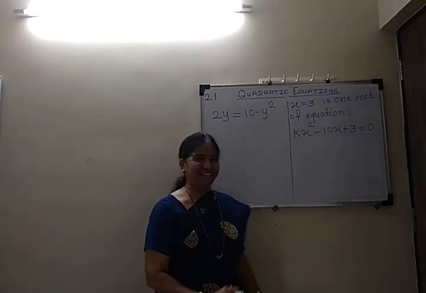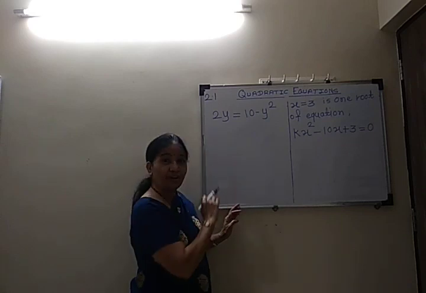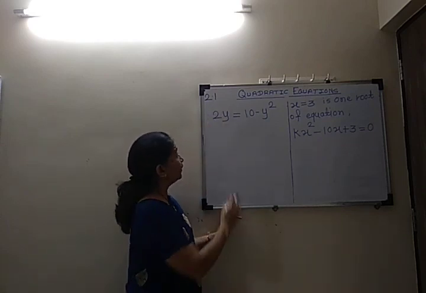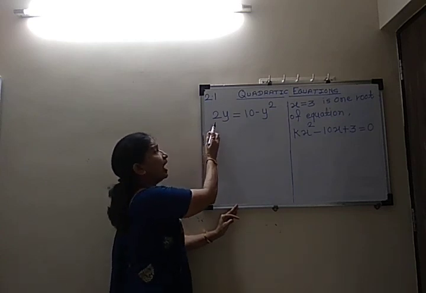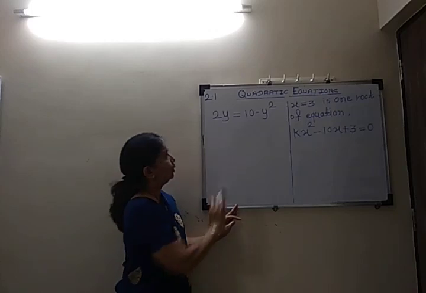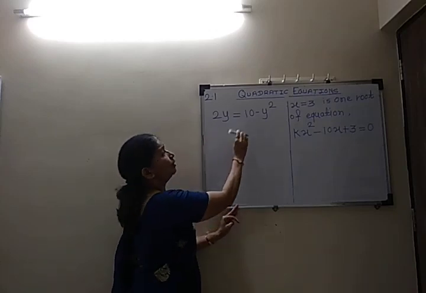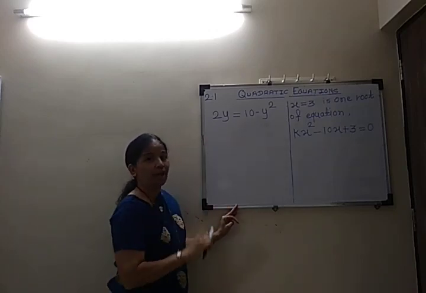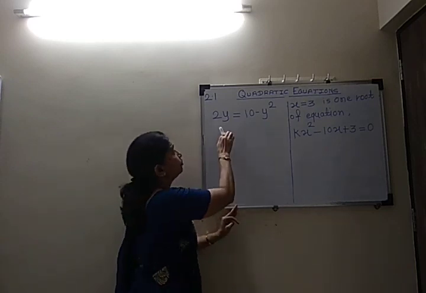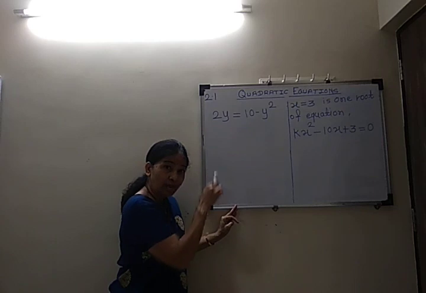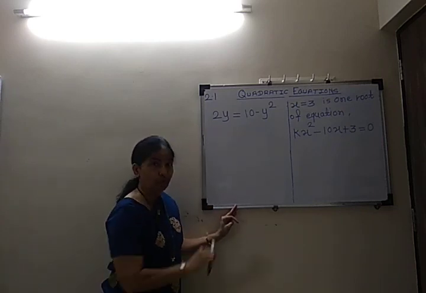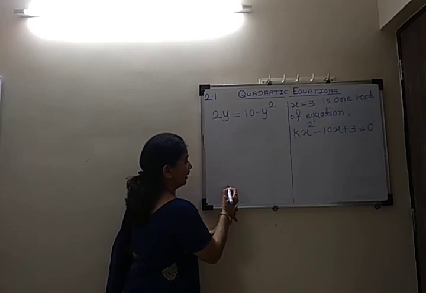Good morning. Now we are turning to 2.1. Here they have given you a quadratic equation: 2y is equal to 10 minus y square. And what you have to do is write this in standard form. Do you remember standard form?